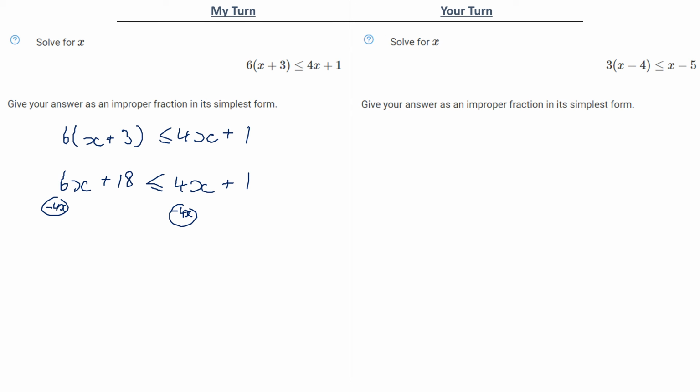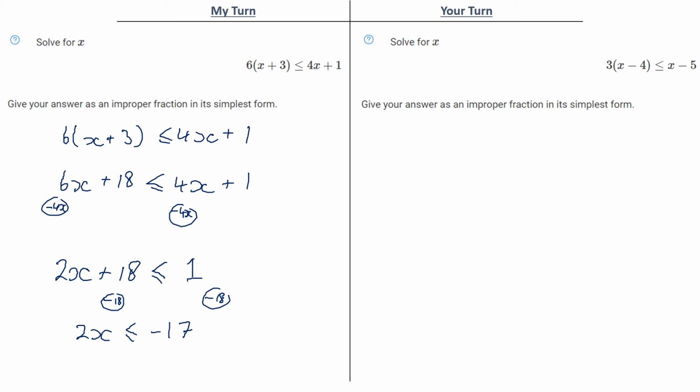And on the left hand side, we're going to be left with 6x take away 4x is 2x add 18 is less than or equal to, 4x has disappeared, so we're just left with 1 on the right hand side. Okay, so we need to subtract 18 next. Subtract 18 from both sides. Get 2x less than or equal to 1 take away 18 is minus 17.